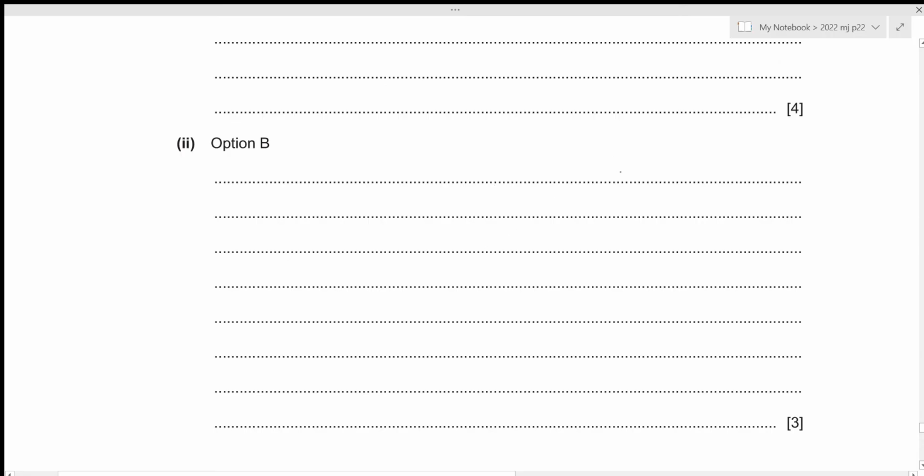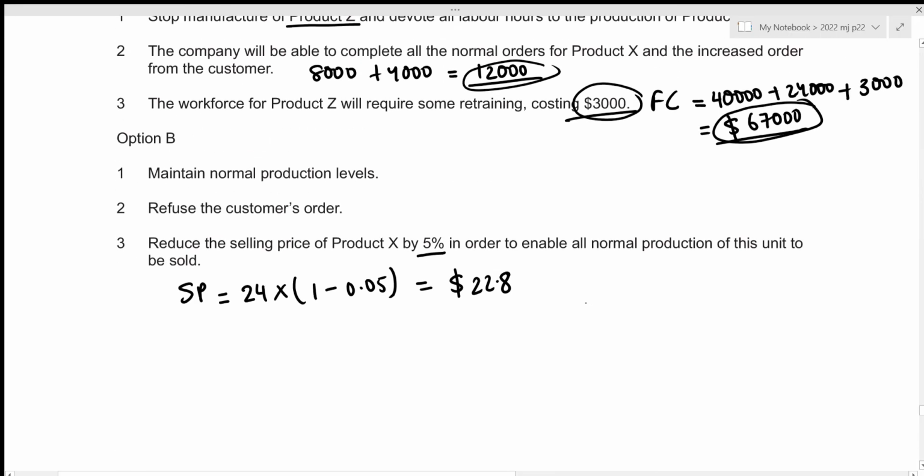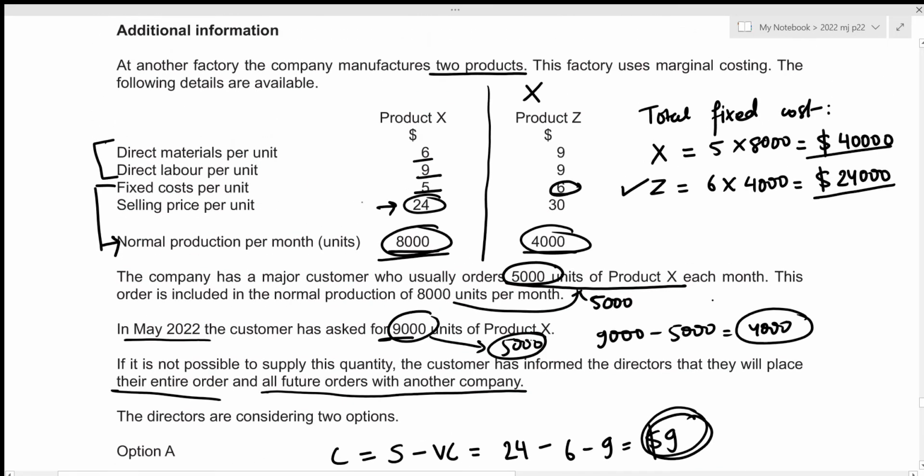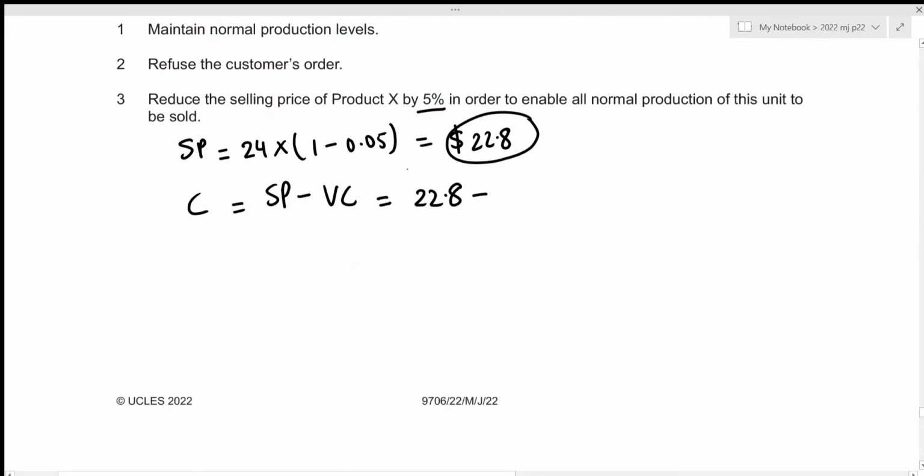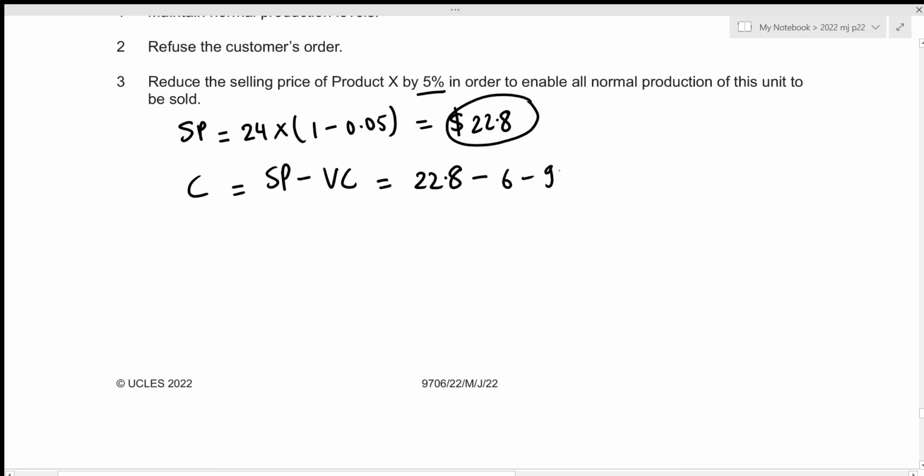Okay, so now we can move towards figuring out our profit for option B by figuring out the profit for both product X and product Z. We will be starting with the contribution. Have a look above. For product X, we figured out our new selling price to be 22.8. So let's figure out our new contribution. That's just going to be selling price minus the variable cost, and we have the selling price of 22.8. We need to subtract all of our variable costs relating to product X, which is the direct materials per unit of 6 and direct labor per unit of 9. Let's subtract this. So that's 6 minus 9. This gives our contribution per unit to be 22.8 minus 6 minus 9, which results in the value of 7.8.